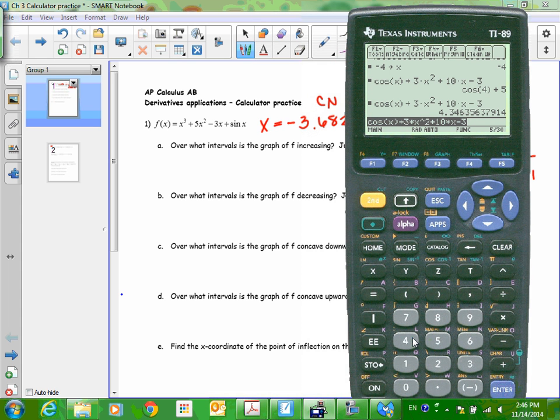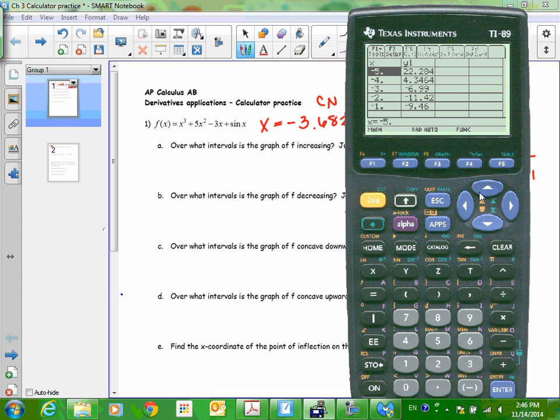Okay? Now, let's say you don't like that. Here's another way of doing it. Go to the table. Look up a negative number to the left of -3 and look at the y value, because remember the derivative is what's in my y equals. This is another way of doing it. That's another way of getting a positive.